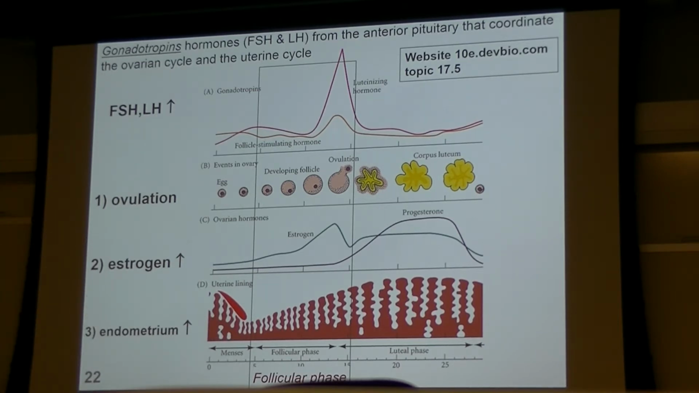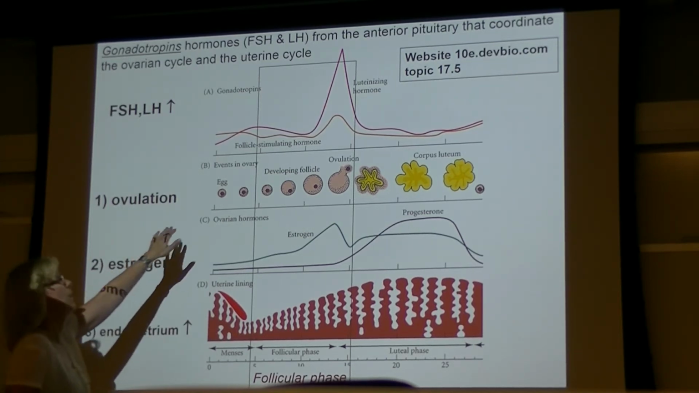This is looking at the gonadotropins, and these are hormones that are made within the pituitary gland that help coordinate the menstrual cycle. And two in particular are FSH, which is follicle stimulating hormone, and luteinizing hormone, LH. And you can see that there's one peak for both of these at one point during the month-long menstrual cycle. And follicle stimulating hormone, you might guess what that is doing. It's basically stimulating the maturation of the follicles.